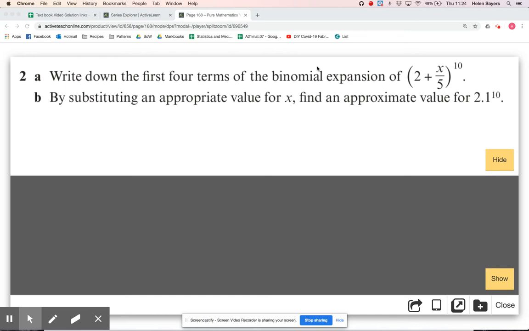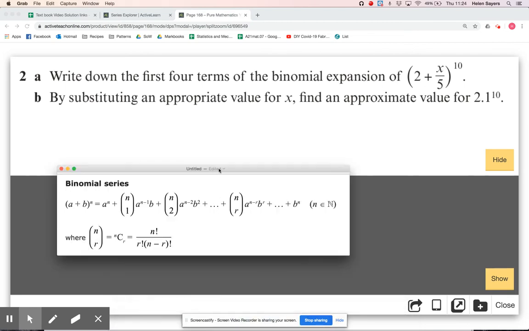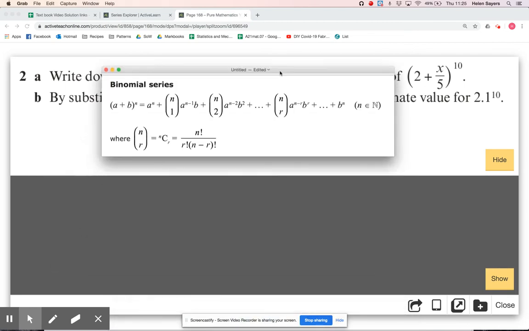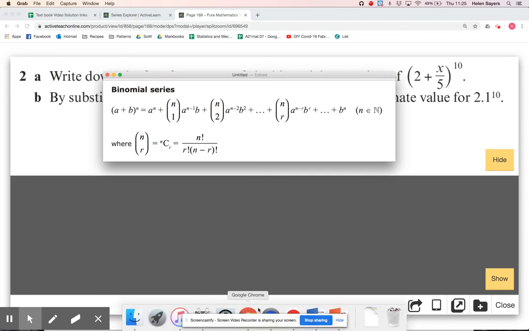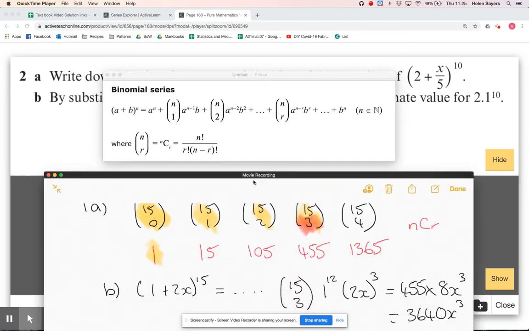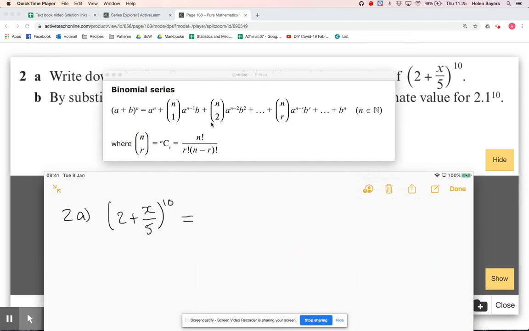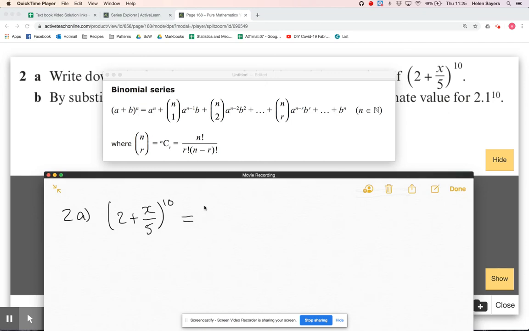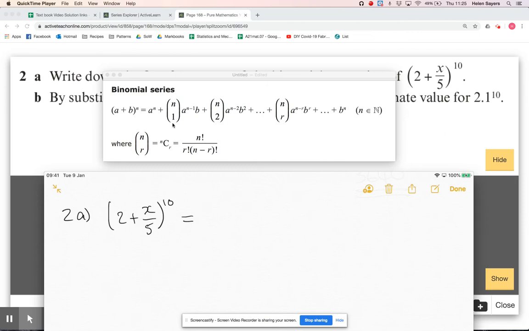Okay, so you do get the binomial expansion formula. So let's try and get this on the same screen. Okay. So for us, A is 2, B is x over 5, and n obviously is 10. So my first term, and you really don't want to have to be looking up this formula and substituting everything in from scratch each time. You do need to be really familiar with it, but it certainly doesn't hurt to have it in front of you.